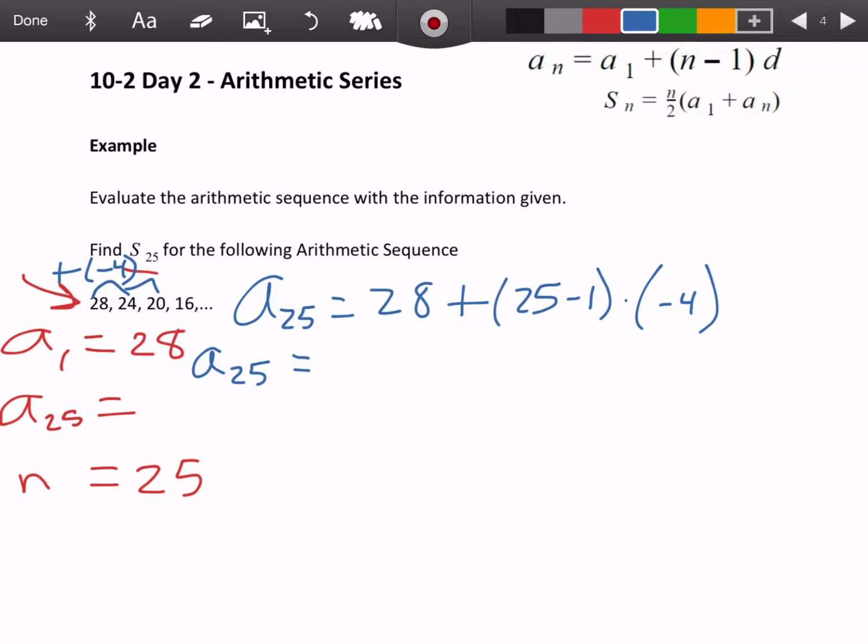So A of 25 equals 28 plus 24 times -4. Remember, that's a -4. That's going to be important. You can't use +4 there. You can plug that into your calculator. Once you get there, you find that that is -68, and that is our 25th term, all the way down to -68.